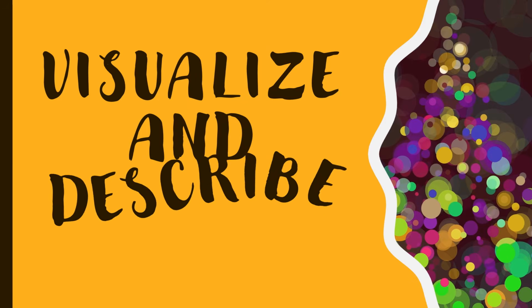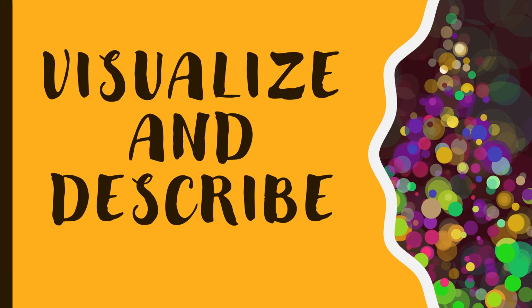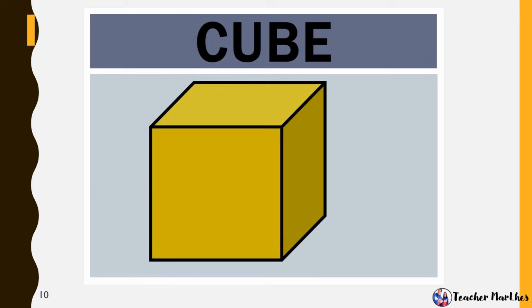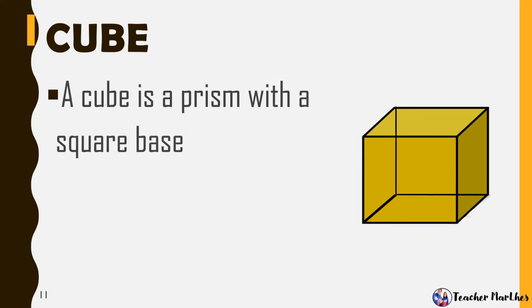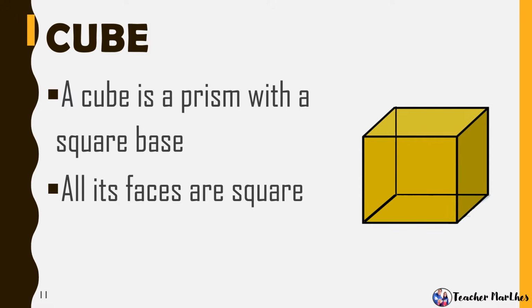Let us visualize and describe the different solid figures. The first figure is a cube. A cube is a prism with a square base. All its faces are square.